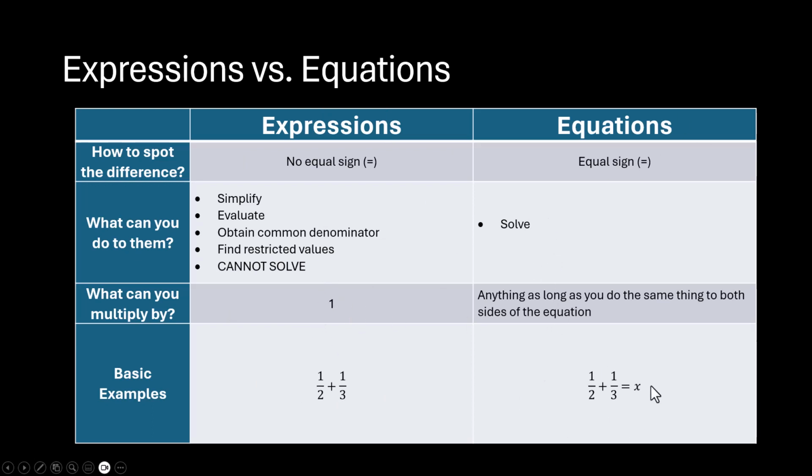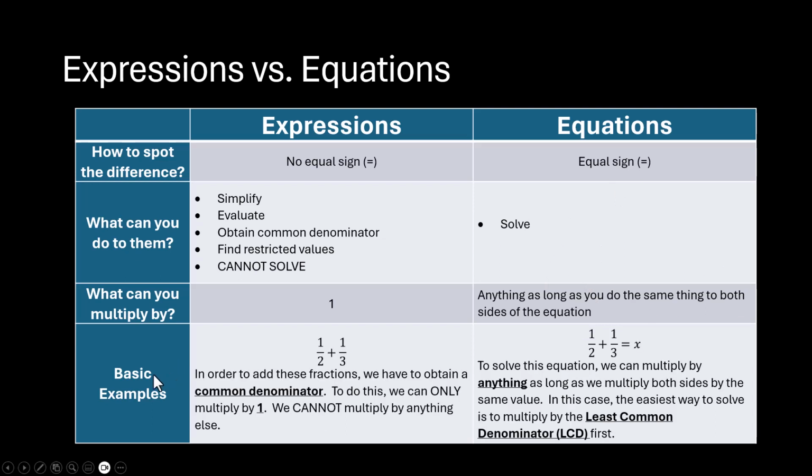With an equation, however, remember, I can do anything I want to the equation as long as I do the same thing to both sides of the equation. So be very careful as you go through this chapter and make sure if you have an expression, you're only multiplying by 1, whereas if you have an equation, you can multiply by anything.